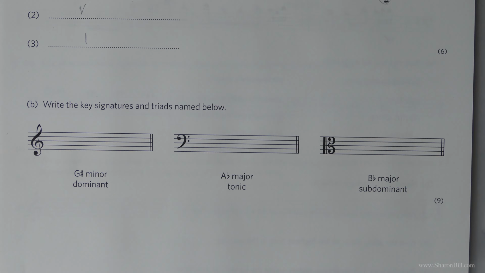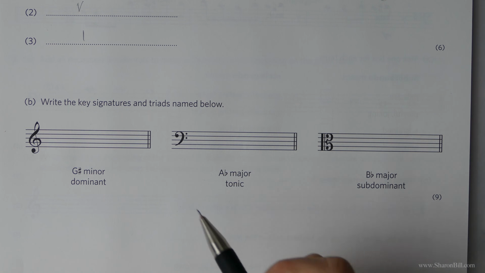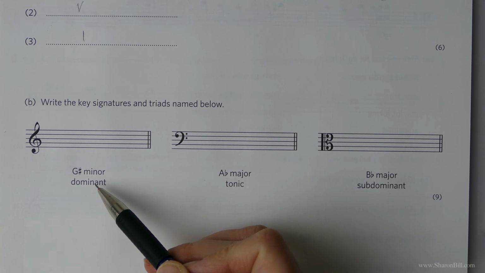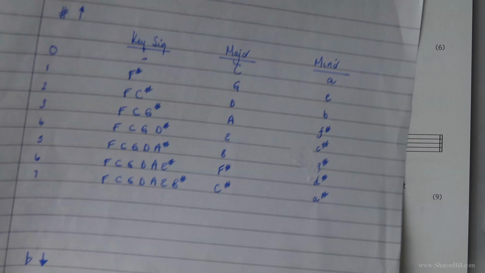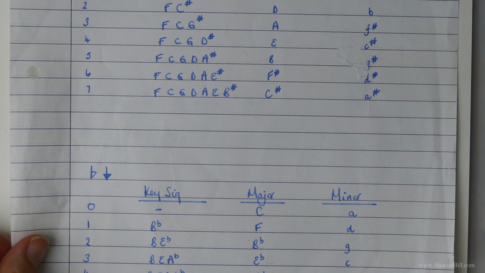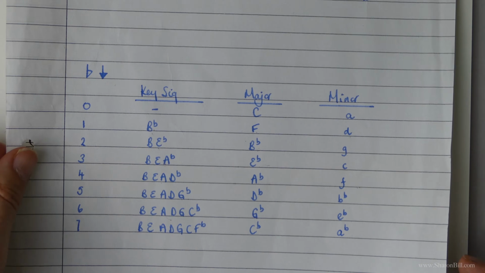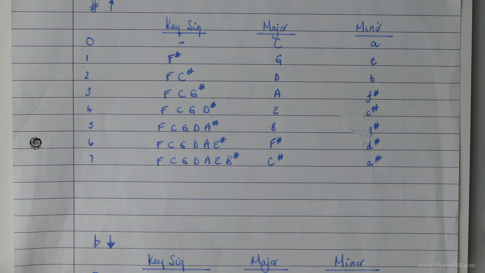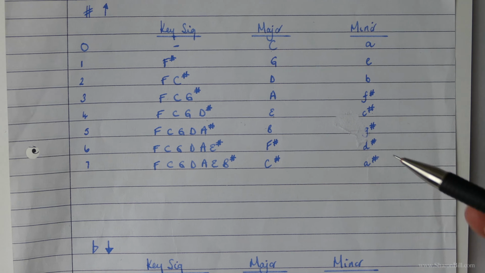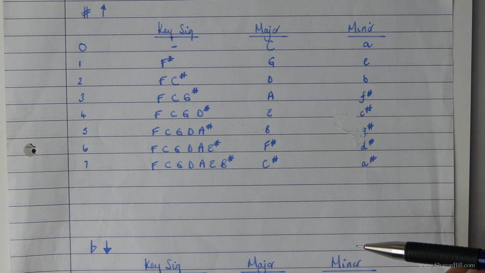So now we have a similar sort of thinking, but we've got to write the key signatures and we've got to write the triads, not just name them. And this is another example of where if you've already written out your circle of fifths at the beginning of the paper, all your thinking is done for the key signatures. And if you're not sure how to do that, if you look at the link in the cards and in the description, you'll find my video tutorial explaining exactly how to work out this circle of fifths.